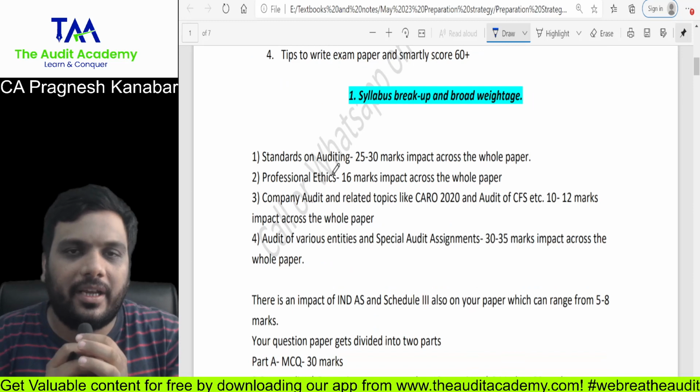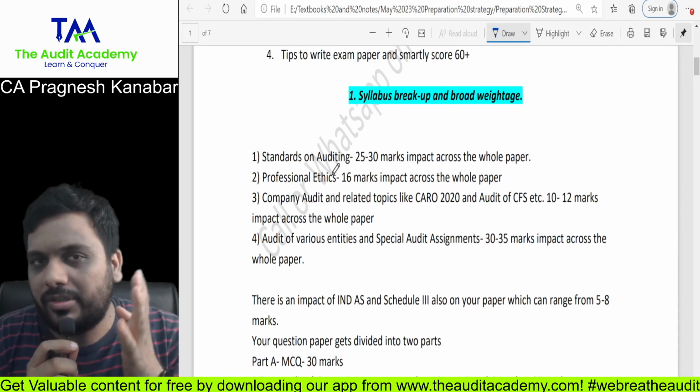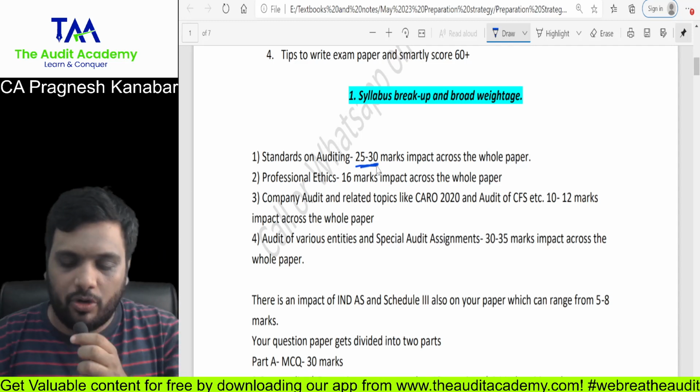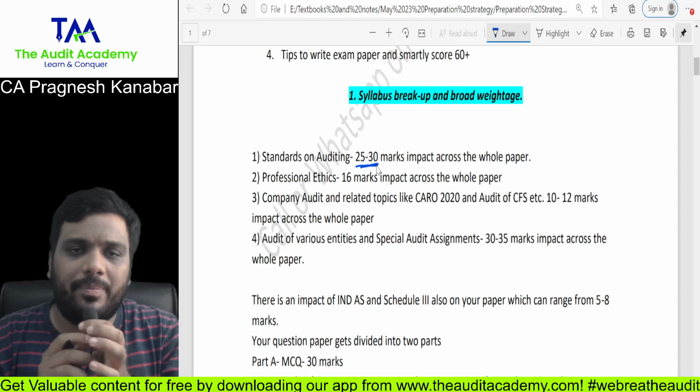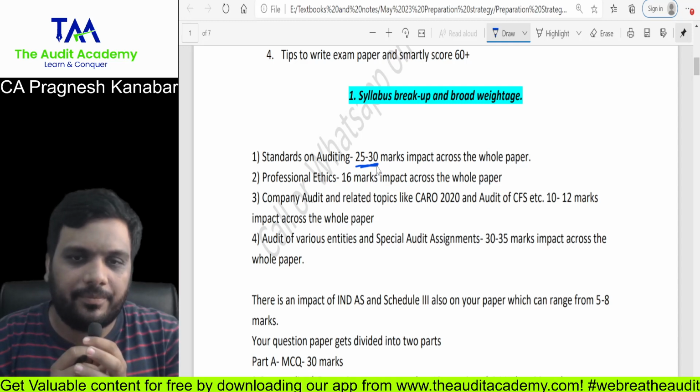First, broadly the syllabus breakup. Standards on Auditing, there are 4 chapters in the module, and auditing pronouncements. That much material you have received from the ICAI and it will have an impact of around 25 to 30 marks across the whole paper. Whichever attempt you take, no matter which paper, you will see this particular impact.